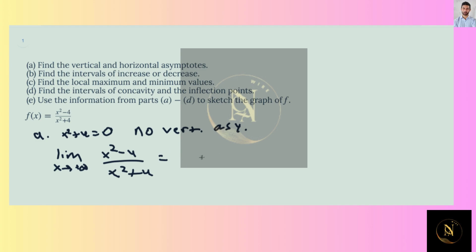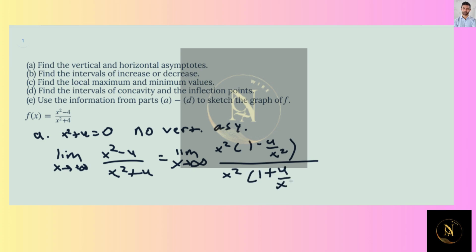I'll write the limit, it's a better idea, so I can show you that I'm actually applying limit laws. So I'll pull out x squared. This will be 1 minus 4 over x squared, and this will be all over x squared times 1 plus 4 over x squared. And then what will happen is I'll cancel these x squares.